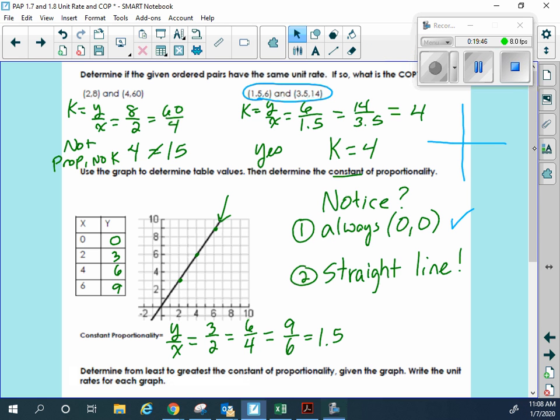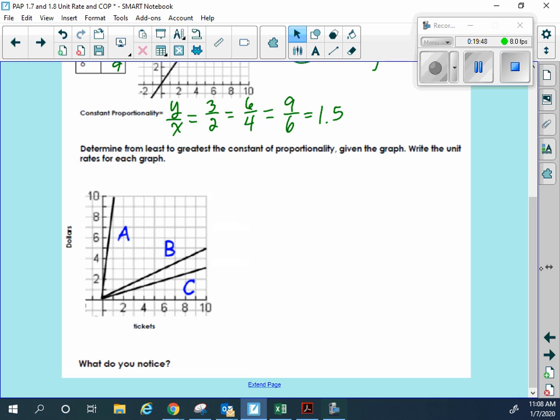There's one final question I want you guys to do with your table group. It says, determine from least to greatest the constant of proportionality given this graph. Write the unit rate for each graph, and then the final thing is going to be what do you notice. So don't give it what do you notice until you're for sure you know what you're doing. But what I want you to write is like graph A, it's y over x, and we're going to pick points. Obviously 0, 0 is already there, so this would be my first point that I would pick, which would be 1, 9 is that point, so that would be 9 over 1, yes.